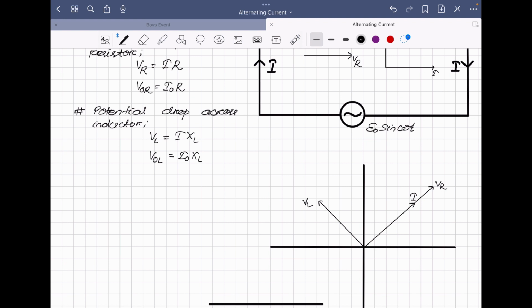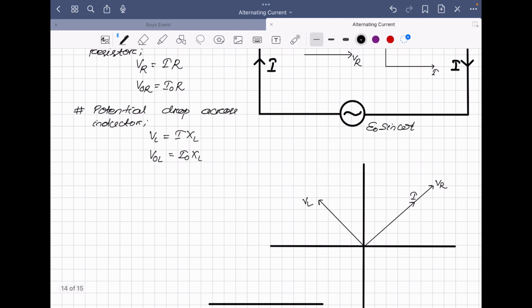Okay. And the net resultant, as we can see, VR is along this direction and VL is along this direction. So our resultant EMF can be drawn along this direction in between VL and VR. Yes or no? So we can draw E along this direction. This is our E. Yes or no? Here we have to use the parallelogram law of vector addition.